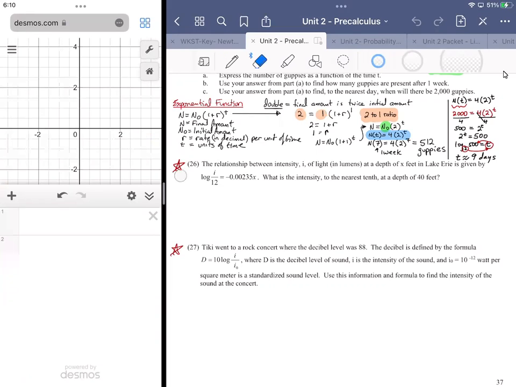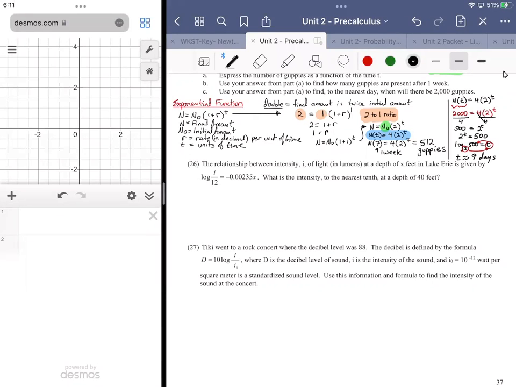So numbers 26 and 27 both have equations given to you to some extent. So they're a little bit easier to handle than the other word problems that we did, because some folks find, and I think I agree with this, that the most challenging part of word problems is coming up with the equations themselves.